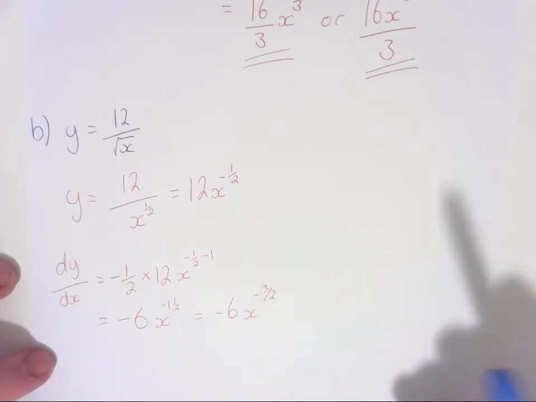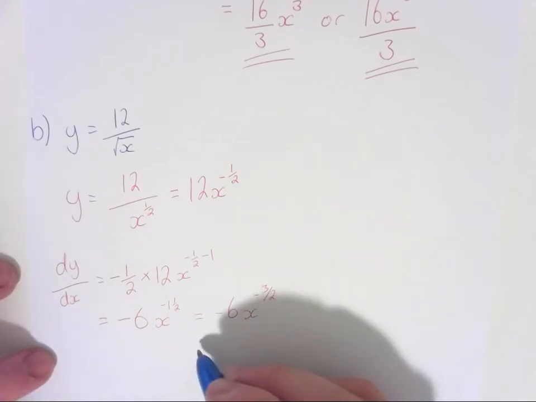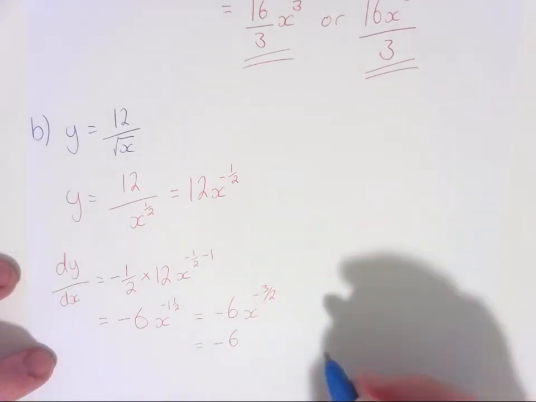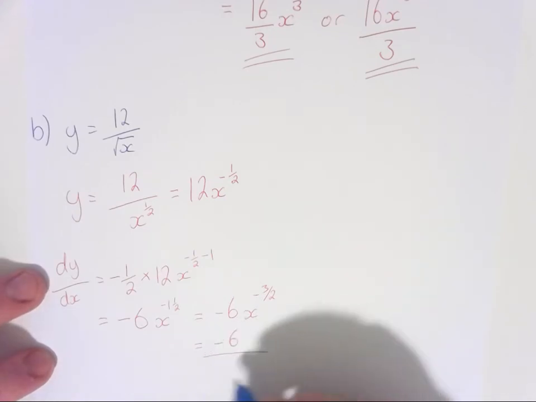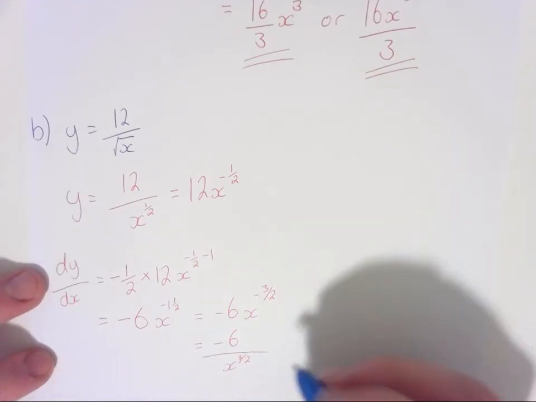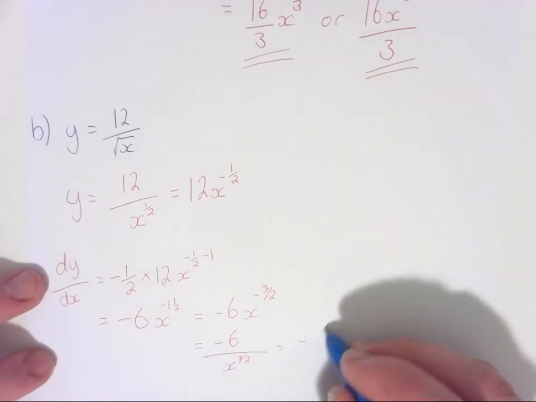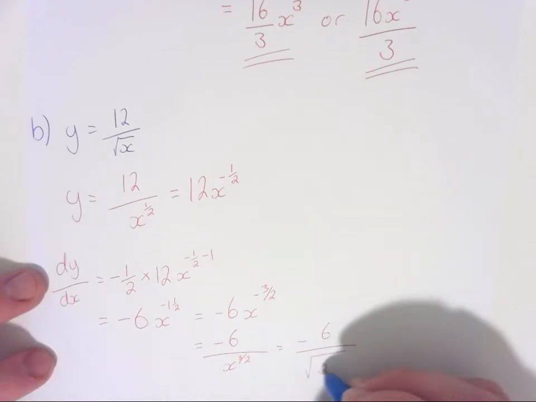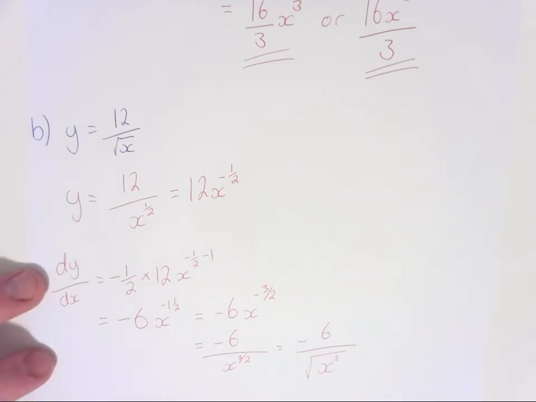Now the reason I've changed this into 3 on 2 is because, again, another one of our index laws tells me that I can then rearrange this to be negative 6 on x to the positive 3 on 2, because again we always want positive powers, and again x to the 3 on 2 is the same as the square root of x cubed. So this is negative 6 on the square root of x cubed, and this would be my final answer, this one here.